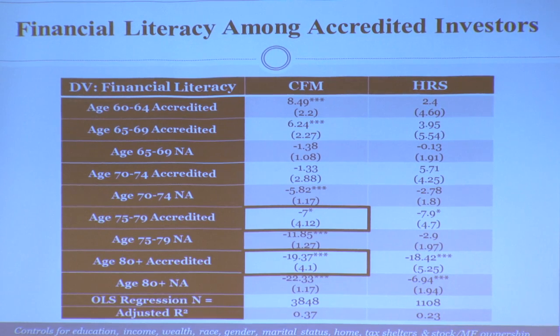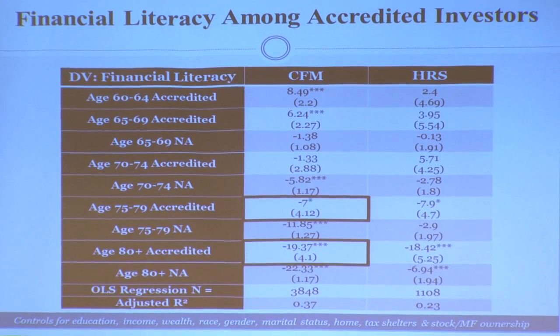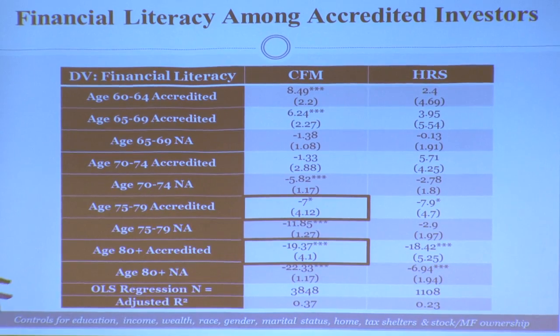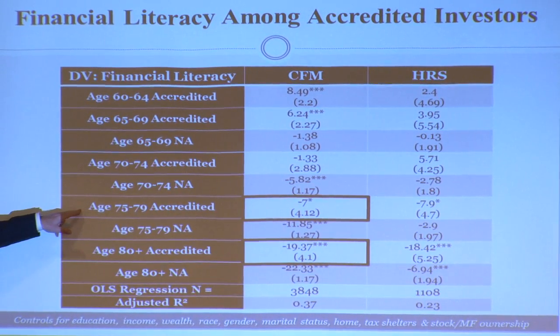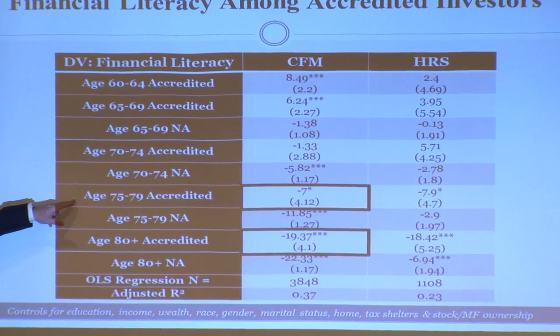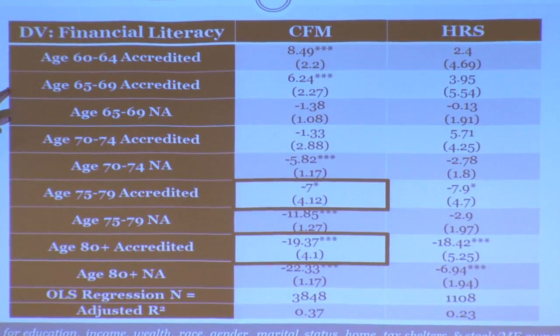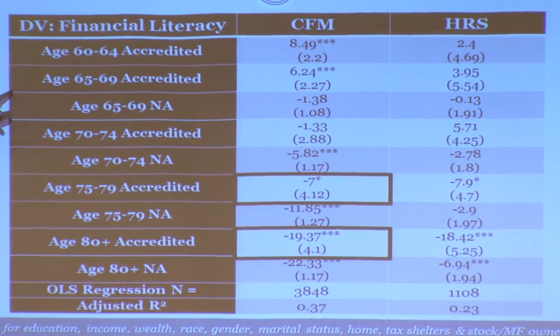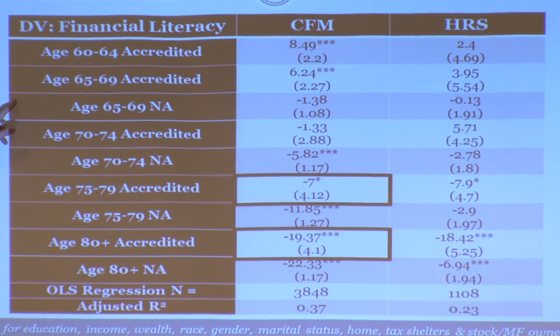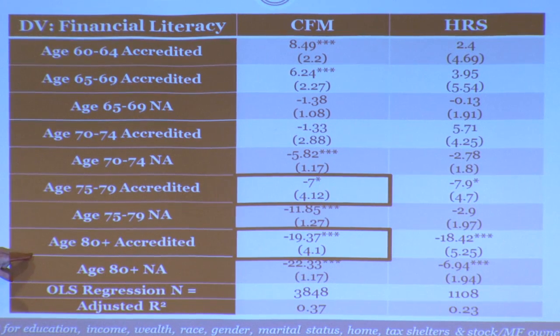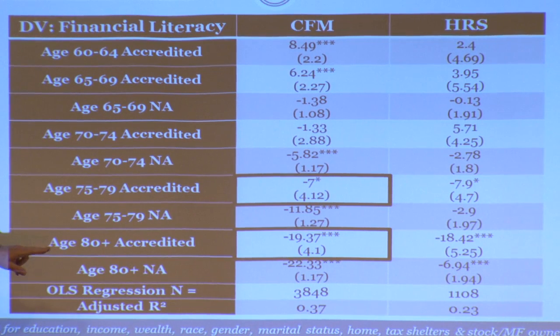Okay, so when we actually look at financial literacy among accredited investors, what we see is that at the age of 75, those who are accredited investors are in fact less financially literate than our reference group of those between the ages of 60 and 64 who are not accredited investors. And by the time we get up to age 80 and above, our predicted financial literacy is way below that of non-accredited investors between the ages of 60 and 64. In fact, the magnitude of the marginal effect is similar to not having a college degree.